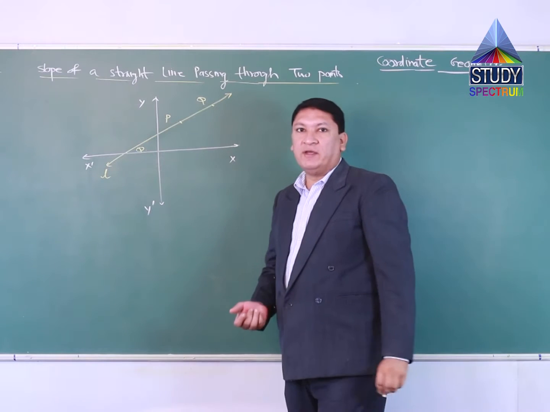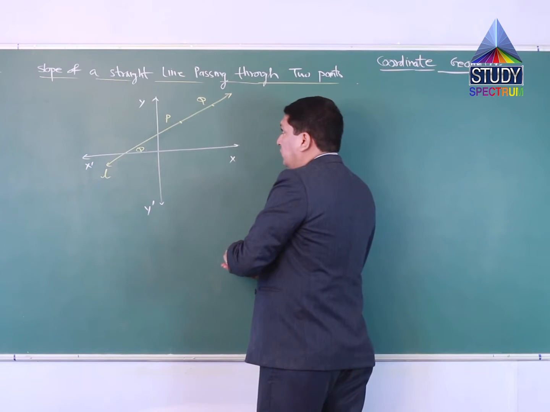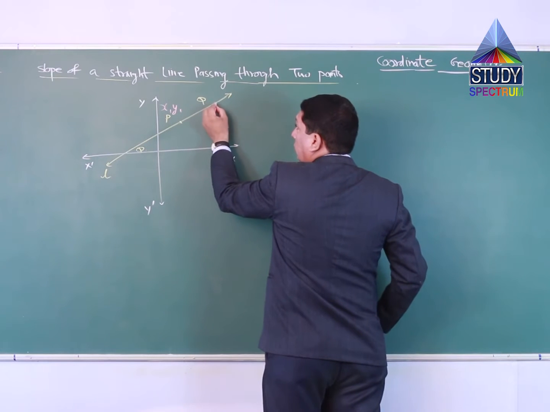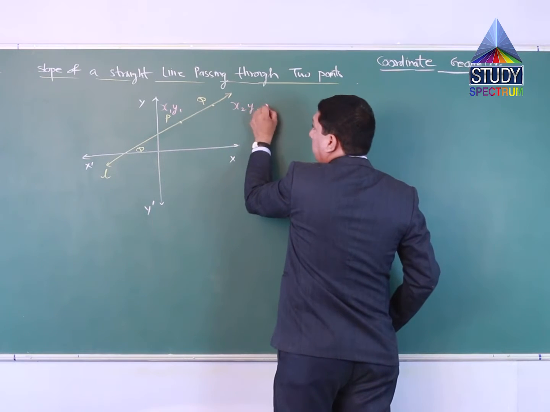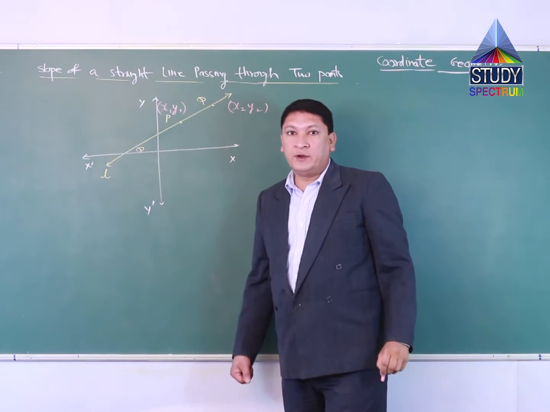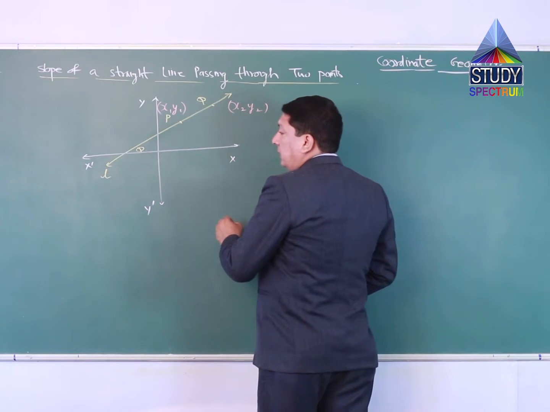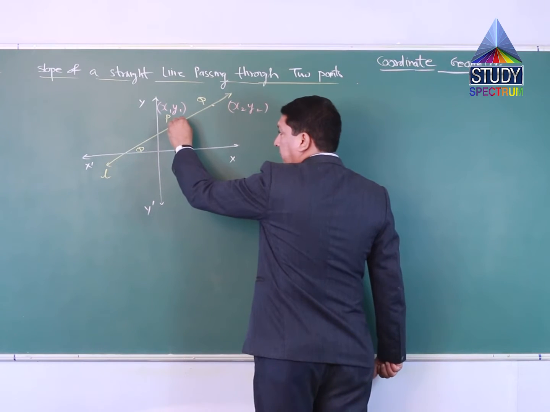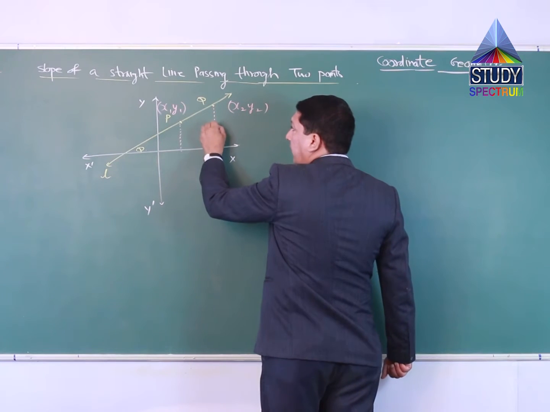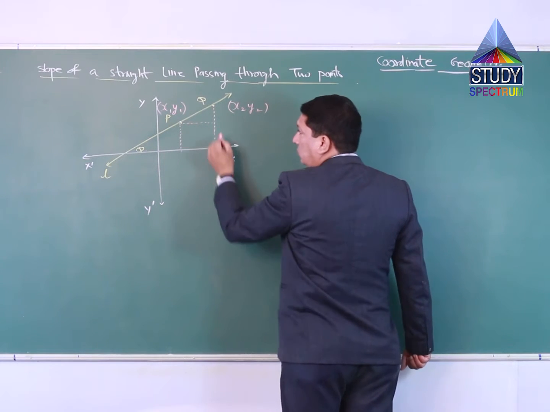Now say x1, y1 are the coordinates for point P. For point P, coordinates are x1, y1. And for point Q, coordinates are x2, y2. Next, from point P, I am drawing a line parallel to x-axis. From point Q also I am drawing a line parallel to x-axis, and from point P I am drawing a line perpendicular to this point.